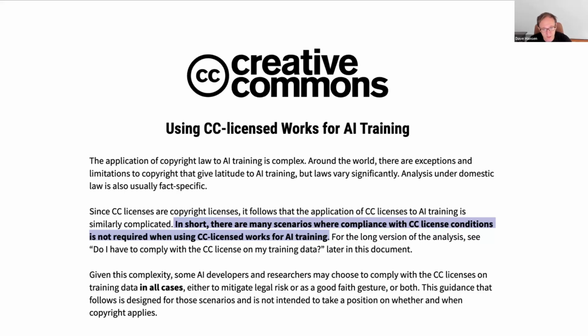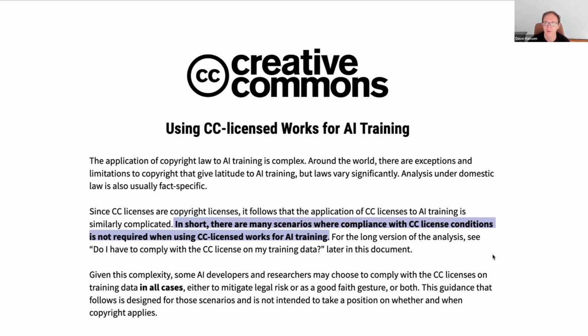From a strictly legal perspective, I don't know that it actually does. Creative Commons issued this short statement recently explaining that actually a lot of this is permitted by law anyways, or we think it is under fair use or other national limitations and exceptions. And so that means that if those apply, you don't actually have to follow the Creative Commons license restrictions. And so that can be a surprise to a lot of people.